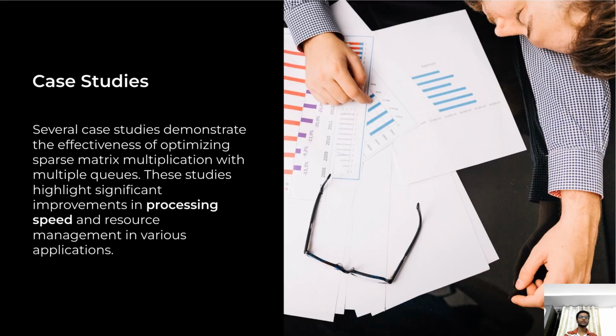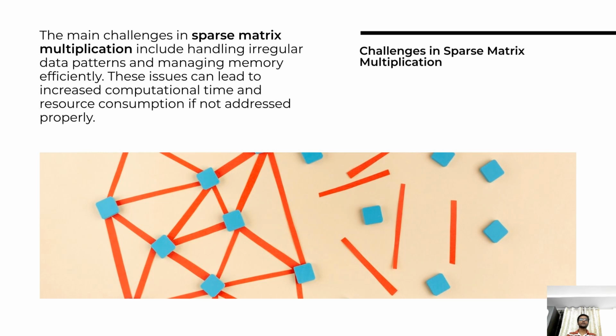Case study. Several case studies demonstrate the effectiveness of optimizing sparse matrix multiplication with multiple queues. These studies highlight significant improvement in processing speed and resource management in various applications. Challenges in sparse matrix multiplication. The main challenges in sparse matrix multiplication include handling irregular data patterns and managing memory efficiently. These issues can lead to increased computational time and resource consumption if not addressed properly.